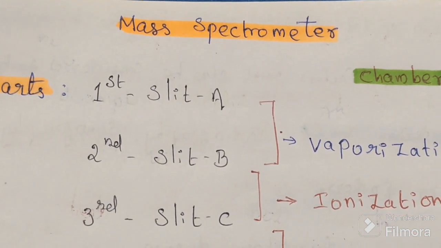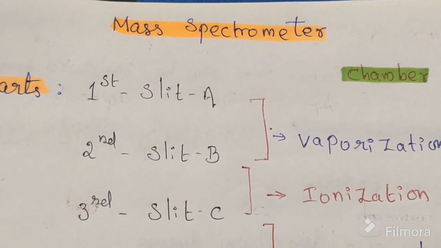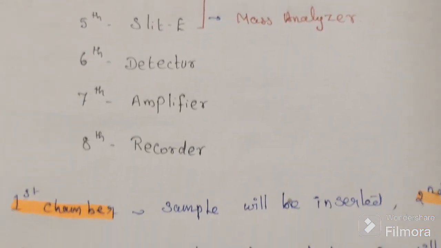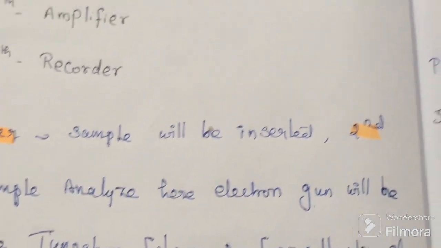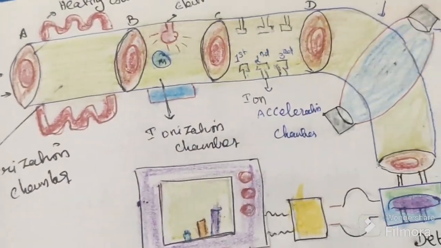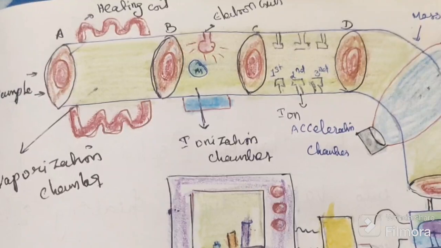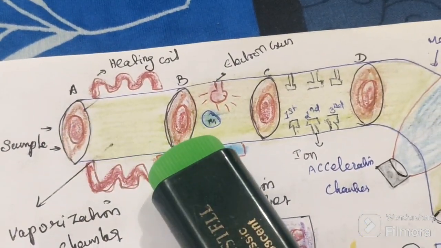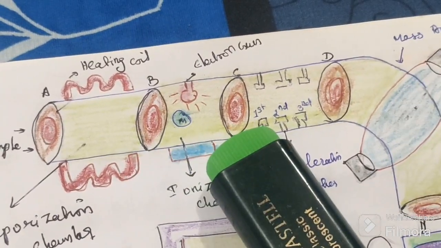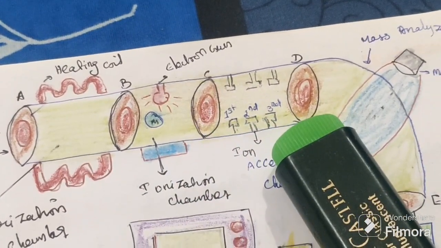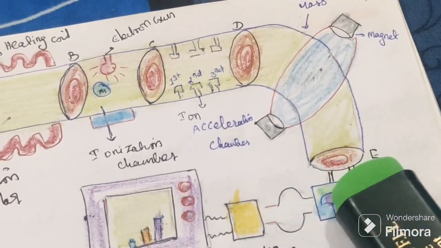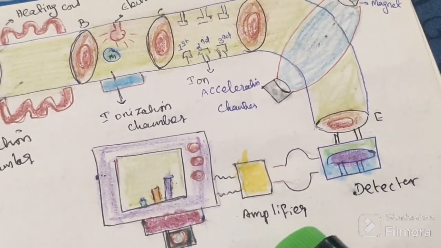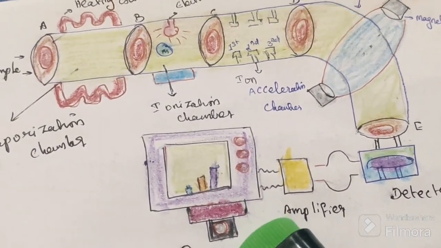This video will discuss the mass spectrometer, its instrumentation and working. First, it has different parts. The instrumentation has different parts: first is slit A, second is slit B, third is slit C, fourth is slit D, fifth is slit E, sixth is the detector, seventh is the amplifier, and eighth is the recorder.